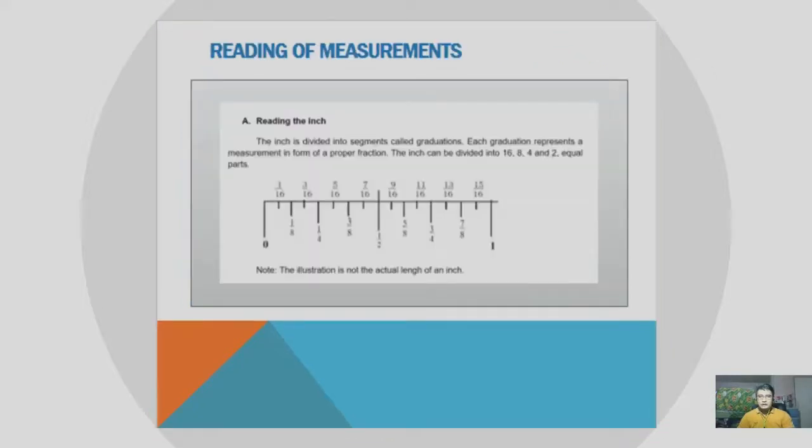How to read the inch. The inch is divided into segments called graduations. Each graduation represents a measurement in the form of a proper fraction. The inch can be divided into 16, 8, 4, and 2 equal parts. Note that the illustration is not the actual length of an inch.